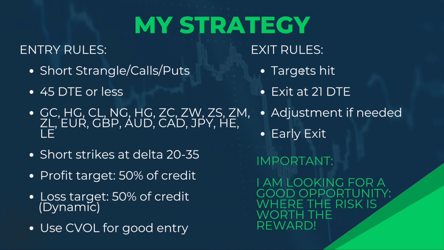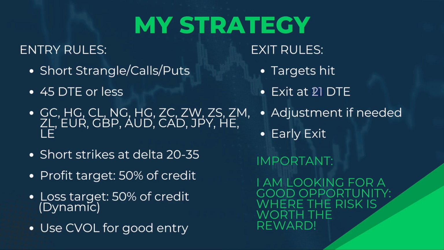The exit rules are that either the targets hit, so either the profit or the stop loss. I will exit at 21 days to expiration, because if at that point we don't have the full profit, or we didn't exit the position on the targets, then we should probably exit. We have a lot of gamma after 21 days, so I don't want to be in a position. I can adjust the position if needed, but it's really, really rare. I usually never adjust the position. I'll just take the loss or the win, whatever it might be. I can definitely exit early.